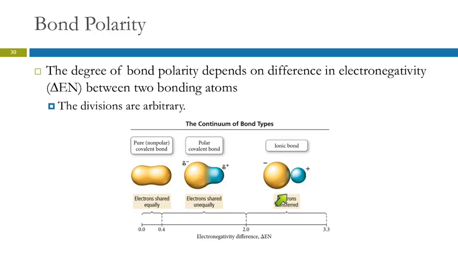And at this extreme, we have the ionic bond where the electron is actually transferred from one to the other, and it's not being shared at all. And so you've got this continuum, and so we have to kind of make a division. What are we going to call nonpolar, meaning they're shared equally? There's not one end that's different than the other.